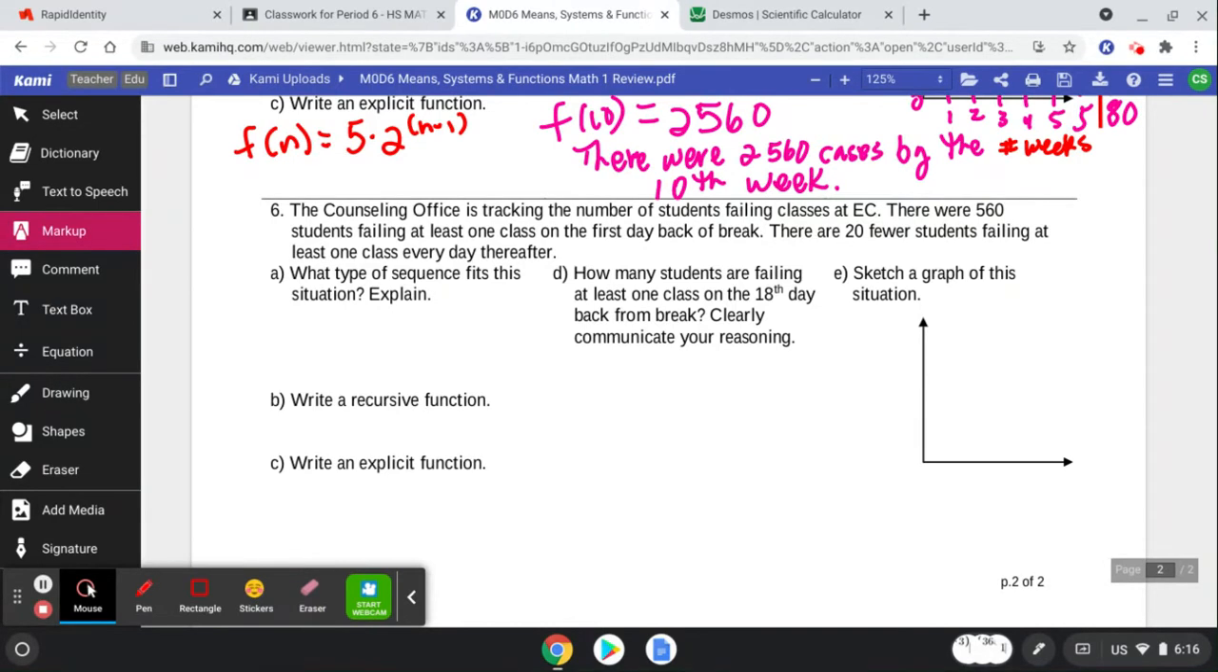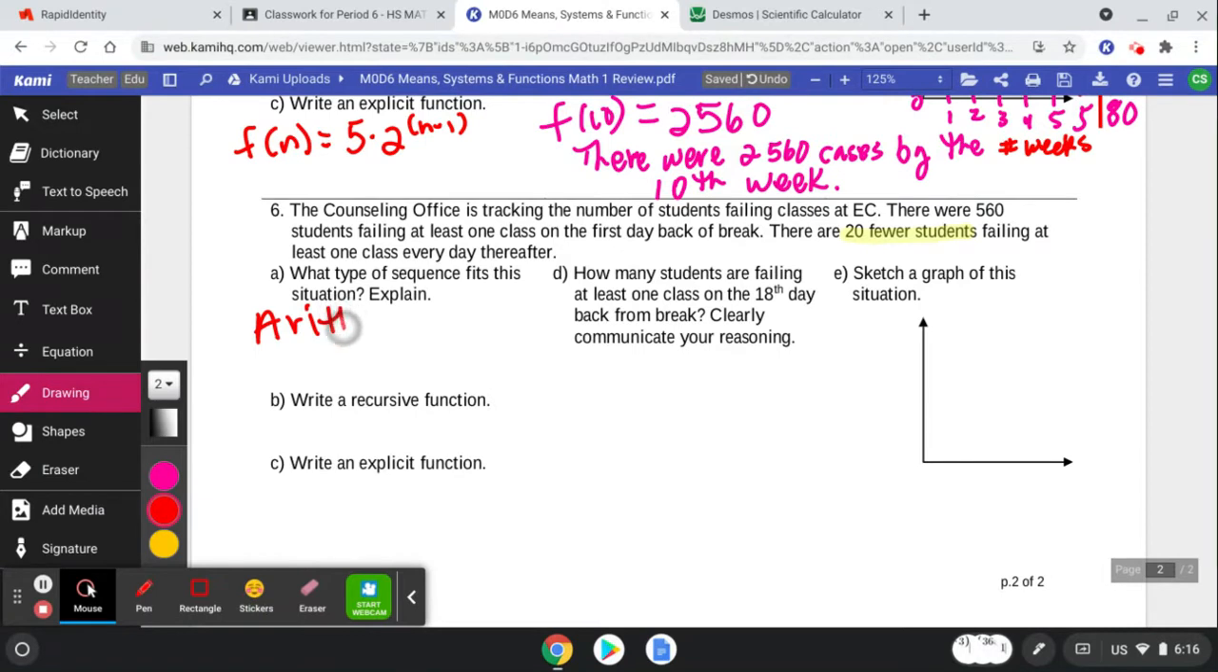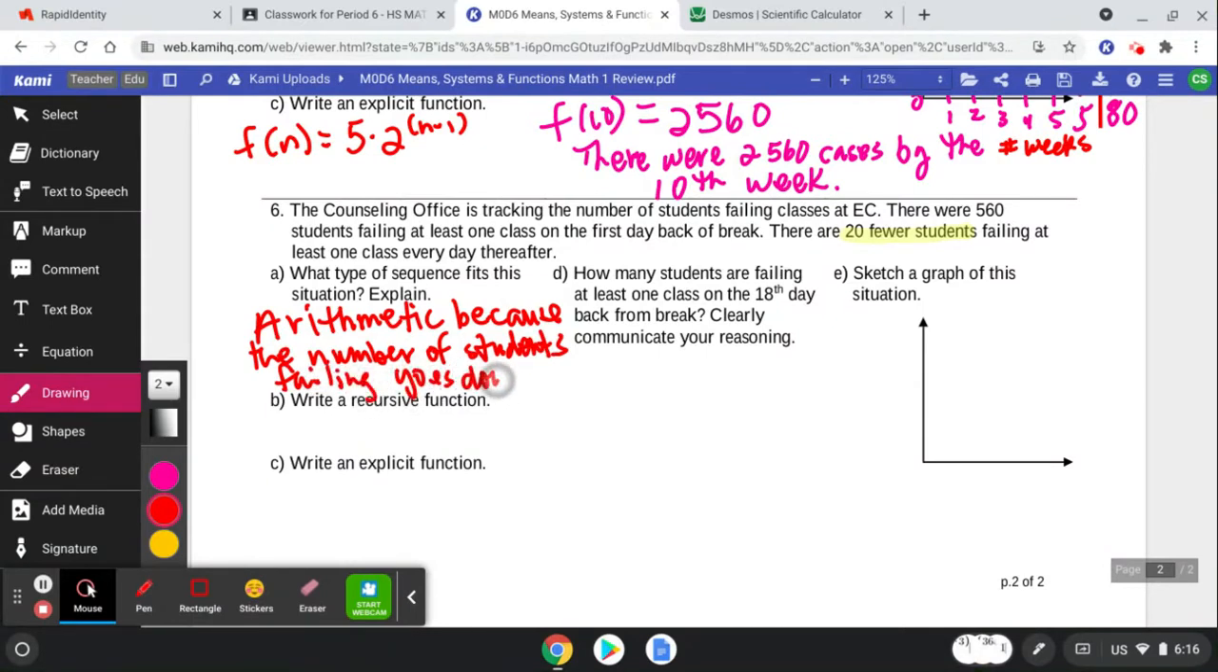So because it says 20 fewer students, 20 less than the previous day, that means that we're talking about a minus 20. So this one's going to be an arithmetic sequence because the number of students failing goes down by 20 each day.